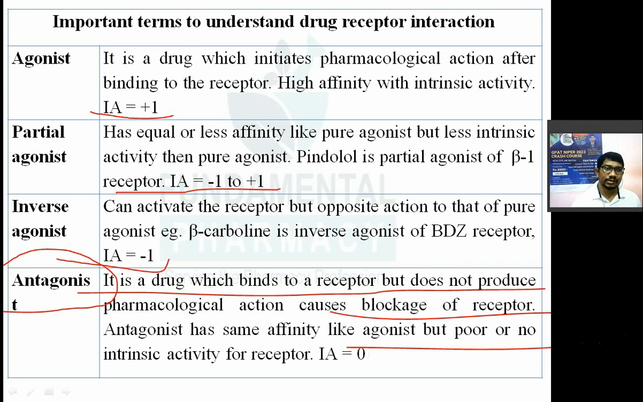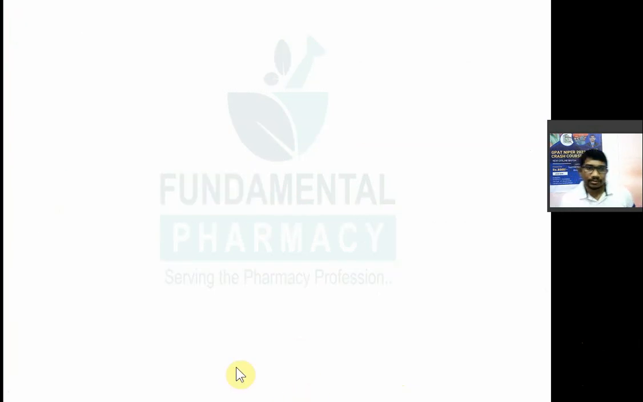The agonist combines with the receptor, the partial agonist also combines with the receptor, but the antagonist will combine and block the receptor. It will not have any intrinsic activity. So the intrinsic activity of an antagonist is 0. Right? These are simple terms, I will explain again.